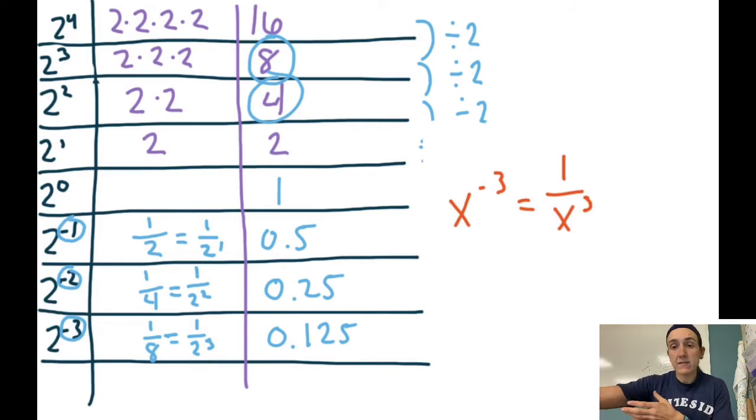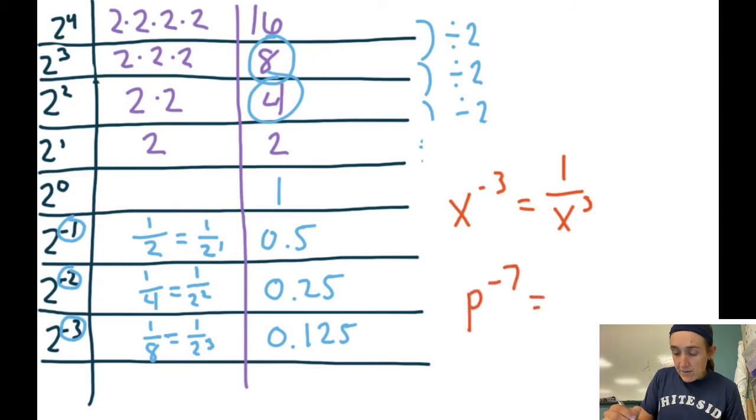I could find x to the 3rd and then just write it as a fraction. Okay, similarly, if I had, let's go bigger, p to the -7th. Okay, I see a negative exponent. My pattern tells me that's going to go to the bottom of a fraction, so 1 over p to the 7th power, and then it's positive.